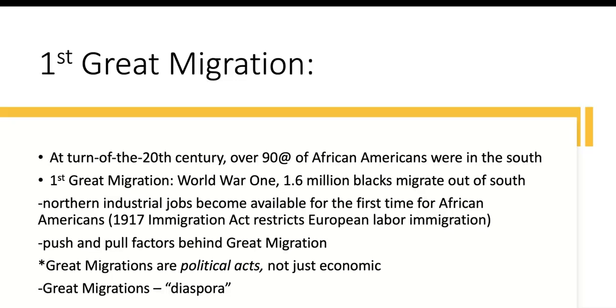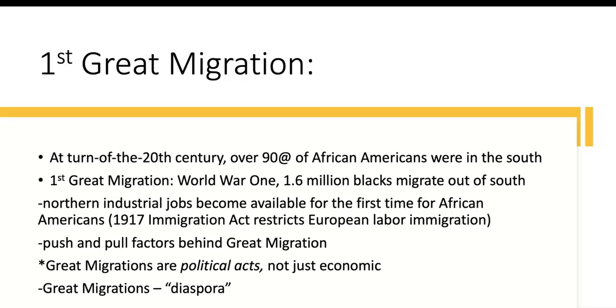Okay, so this happened to coincide with World War I and the availability of industrial jobs in the North due to labor shortage, as I explained. Okay, so this leads to, again, 1.6 million African Americans, these workers plus their families, migrating north and forming these areas in northern cities like Southside Chicago and so forth.